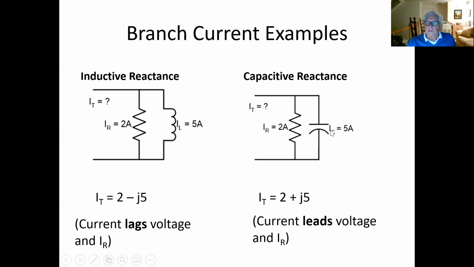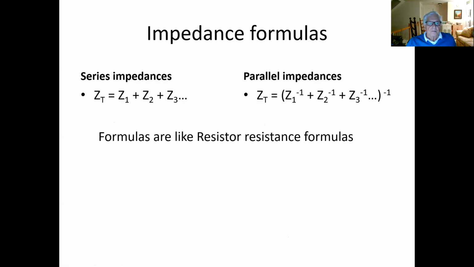Okay, but in the case of a capacitor, the current leads, so it's 2 plus J5. So for inductor, it's minus, and for capacitive, it's plus. And if we want total impedances, if it's in series, just as we do, think of these as just resistors. If the resistors are in series, you just linearly add them up. If they're in parallel, then you reciprocally add them and we take the reciprocal.